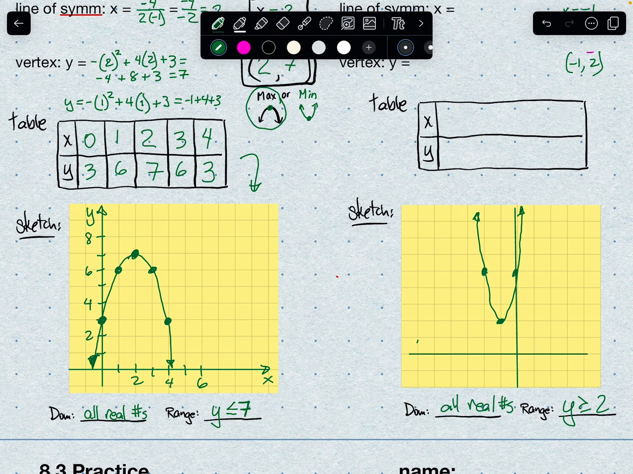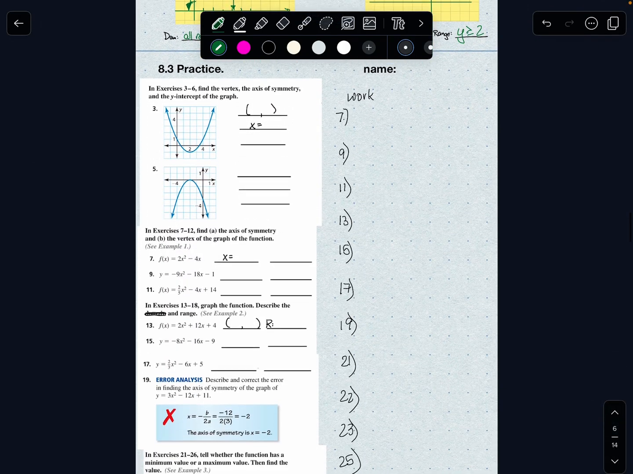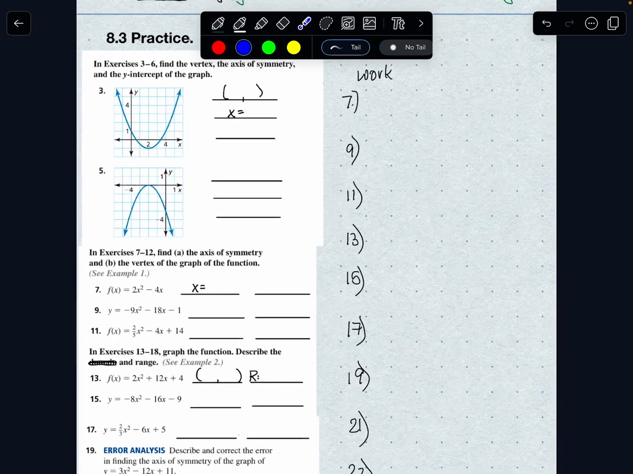All right, hopefully that was useful and that made sense. The problems, I've given you workspace over here to show your work in terms of creating these problems.